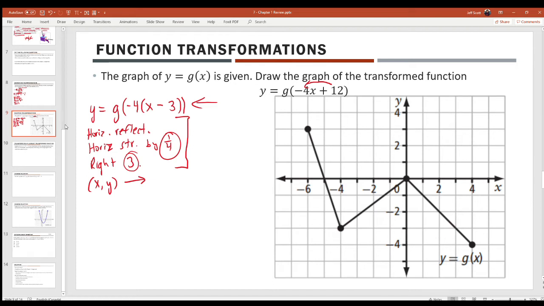If you're moving it right 3, what you're literally doing to your x coordinate is adding 3 to it, because you're going to be making it more to the positive side. It's going right on your grid.